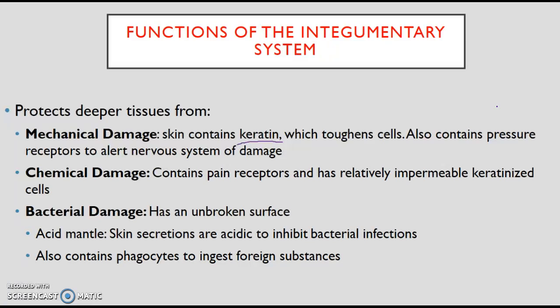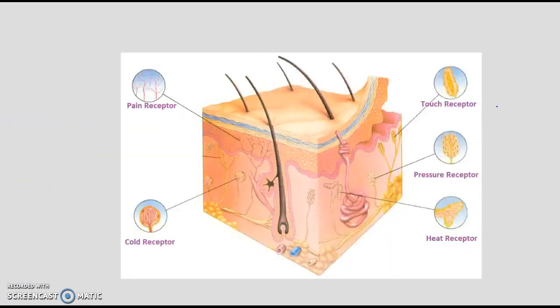Bacterial damage, obviously the skin is an unbroken surface. It really keeps the outside environment out. You also secrete sweat, which is slightly acidic, to help inhibit any bacterial infections. And then right below the surface of your skin, you have lots and lots of white blood cells there to ingest any foreign substances.